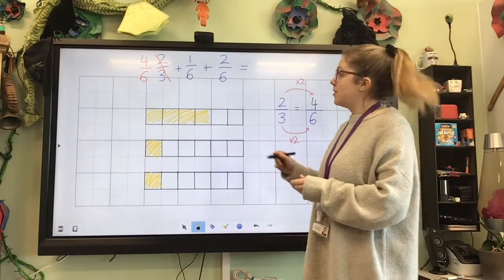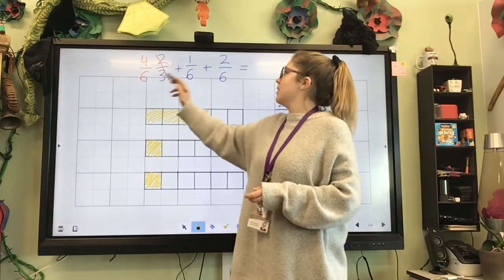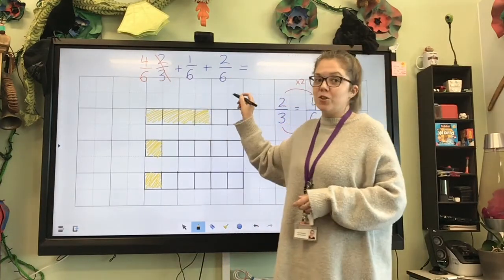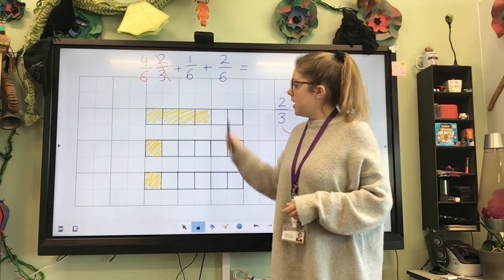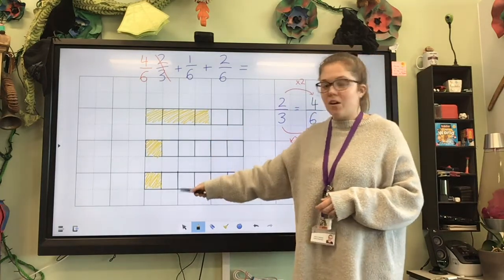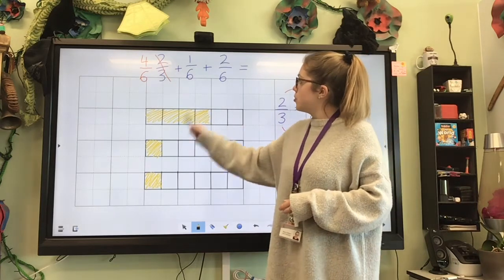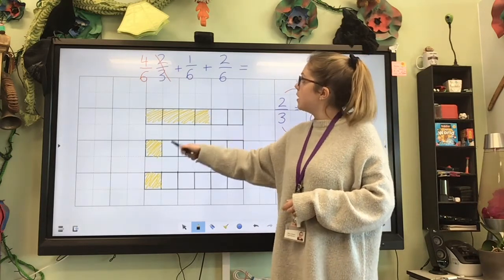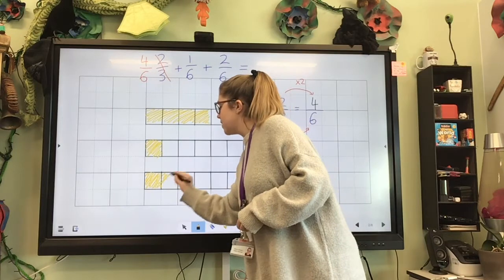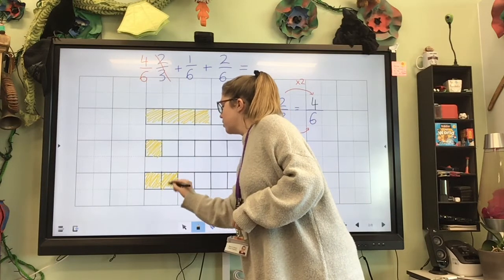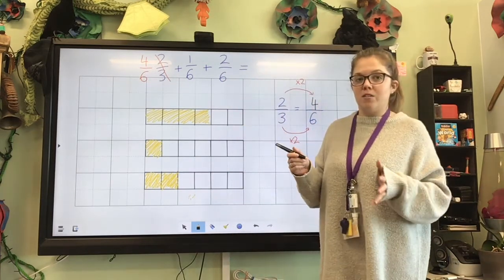Now, the sum that we're actually doing is 4/6 add 1/6 add 2/6, and we've got them shaded here. Oh, but actually, I didn't shade in my fractions correctly right at the start. I've not got 2 1/6, I've got 1/6 and 2/6. So make sure you've represented your fractions correctly.